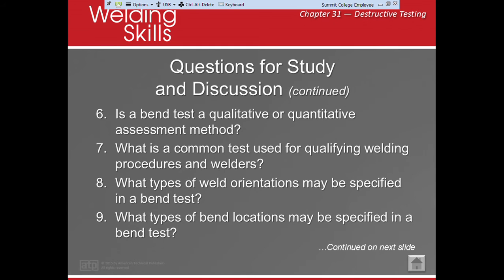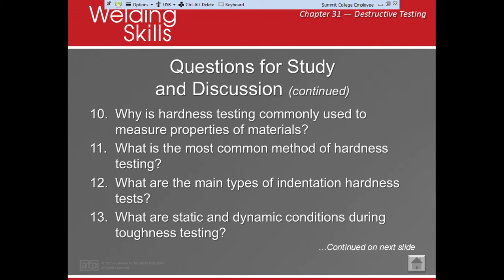All right. Why is hardness testing commonly used to measure properties of materials? Well, they're used as a quality control. Okay. And because we can use it for heat treatments, because they're quick and pretty much non-destructive to a certain effect, which means once they do that indentation, they can grind it off and they can still use the part if it doesn't fail. Okay.